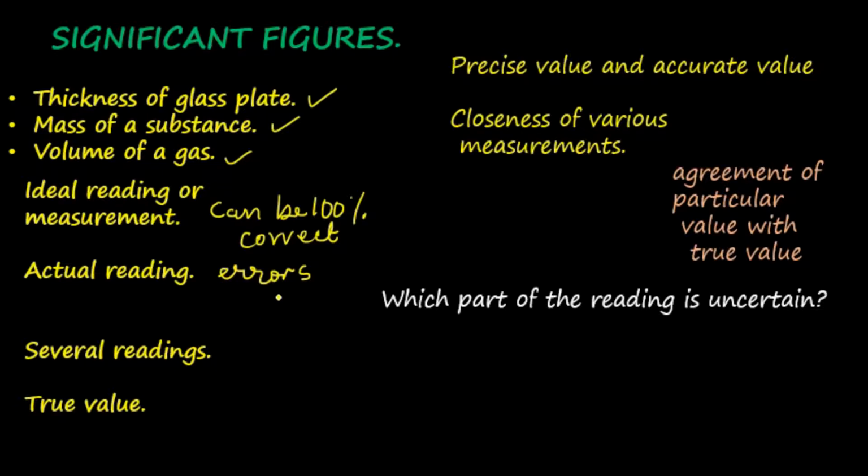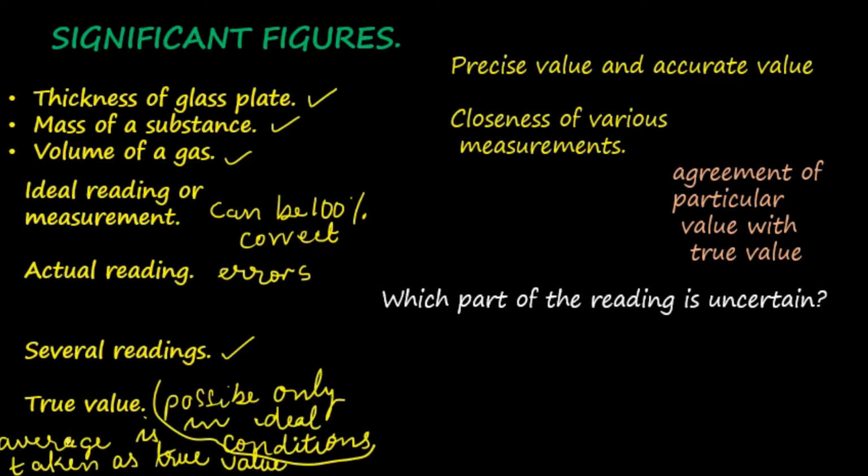What is the reason for these errors? The errors may be due to personal limitations or limitations in the instrument or due to limitations in the conditions. Whatever may be the reason, errors are always possible. So, how is this overcome? This is overcome by taking several readings of the same quantity. The experiment is repeated several times and their average is taken. The average value that is obtained like that is taken as the true value because true values are hypothetical. So the average value is considered as the true value.